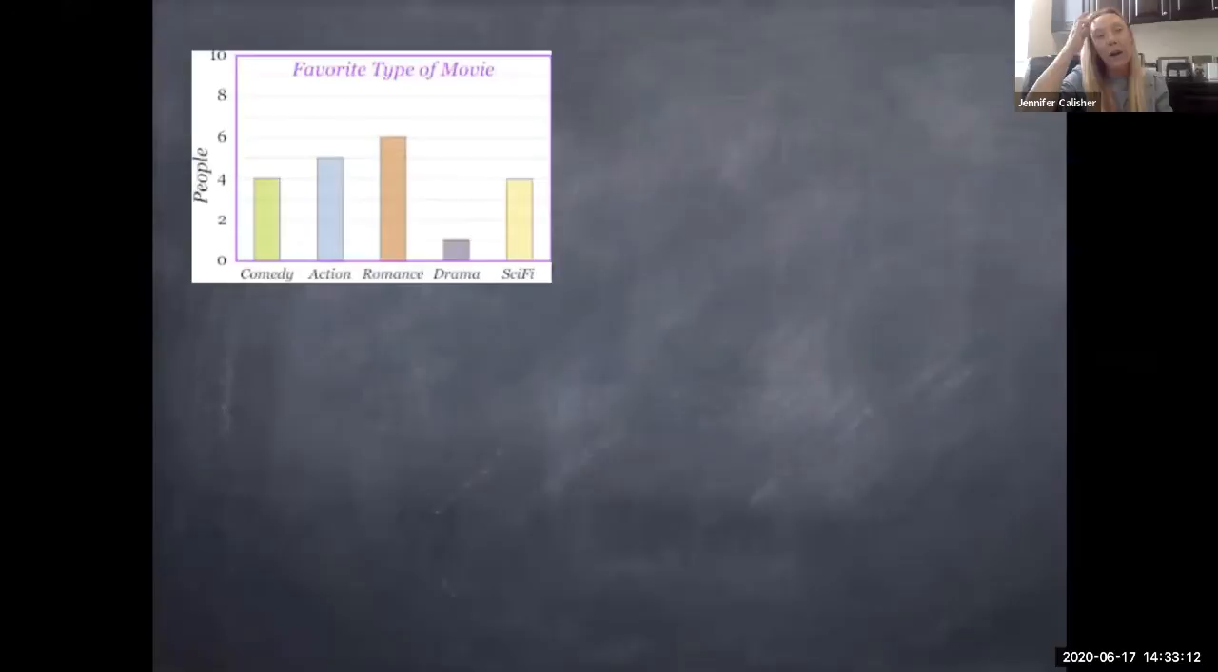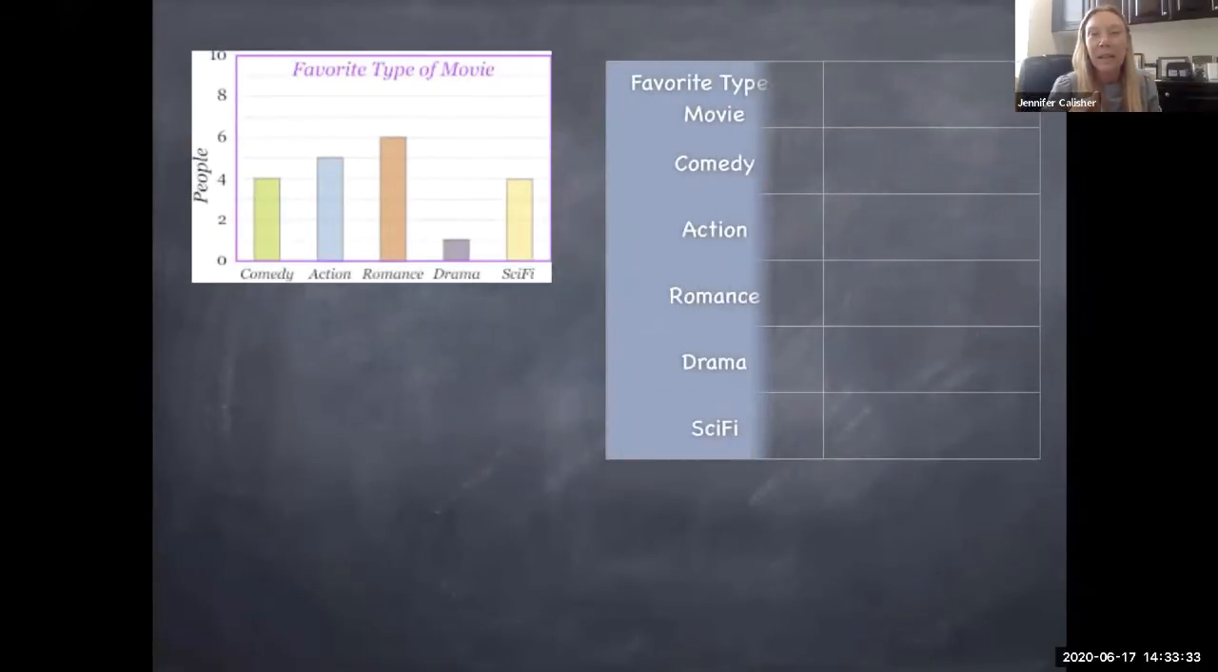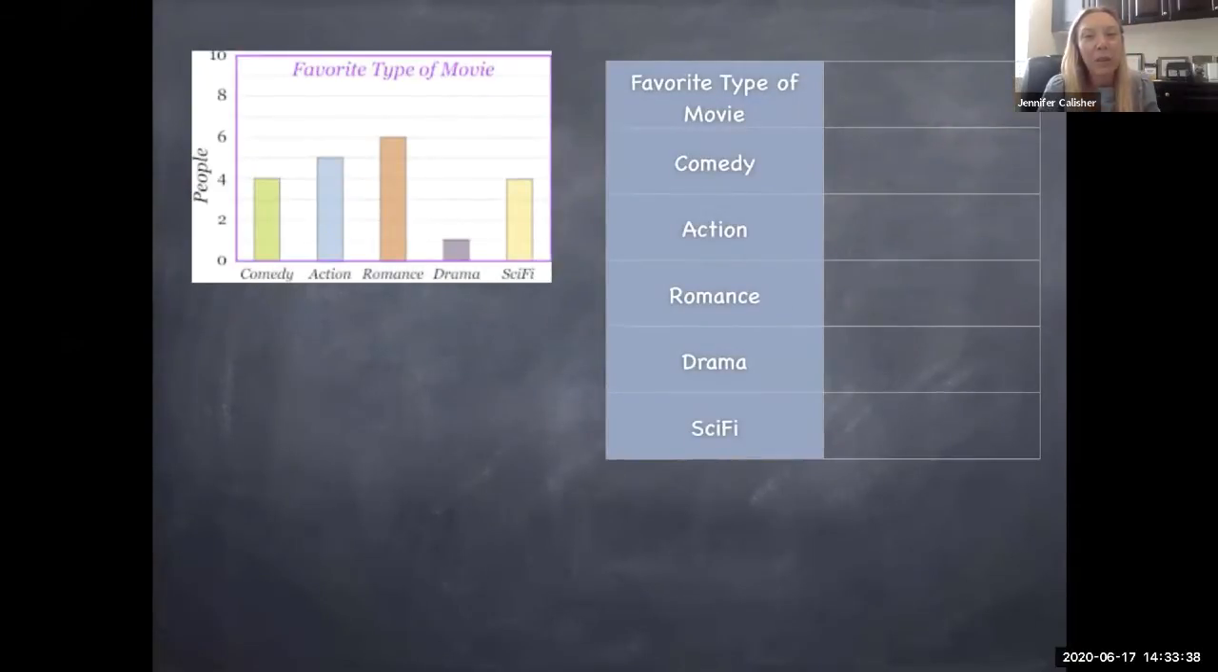So bar graph, here is a bar graph. Let's say some people were sampled as to what their favorite type of movie is. So notice we have comedy, action, romance, drama, and sci-fi. Can we put this into a frequency table? So I'm going to set up one side for you. Can you do the other side of the table? It says favorite type of movie. We have comedy, action, romance, drama, and sci-fi. Can you determine what the frequency is for the other side of this table? So I'll give you guys a minute to jot down the frequency.